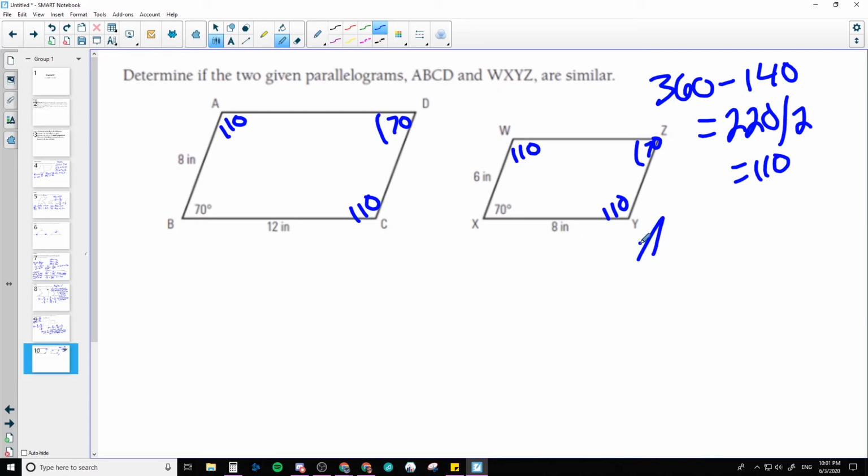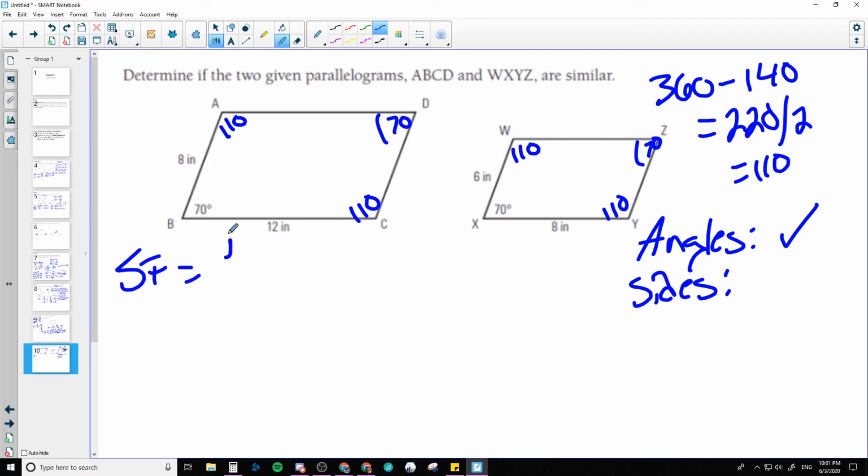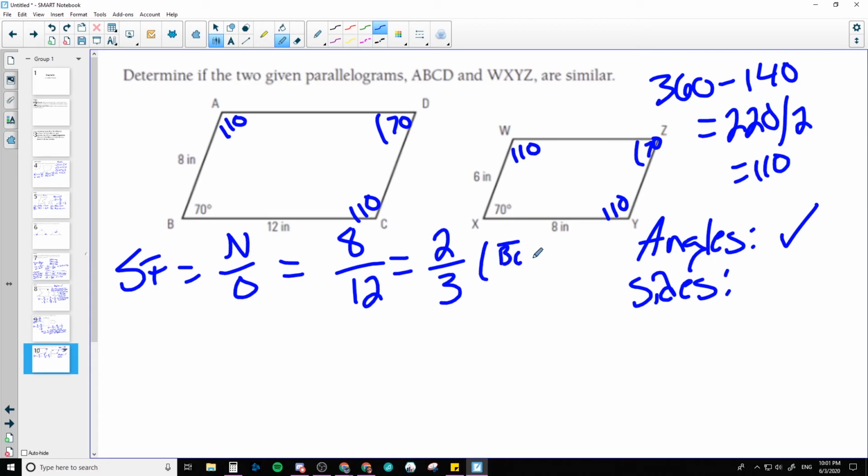Okay, so for angles, check mark. Now we've got to figure out if the sides tell us that these are similar parallelograms. Remember, scale factor is new over original. Okay, these two sides correspond with one another, so this is going to be 8 over 12. If we reduce this, we're going to get 2 over 3. Okay, so that's for these two sides. I'm just going to write that down for myself. Side BC, side XY.